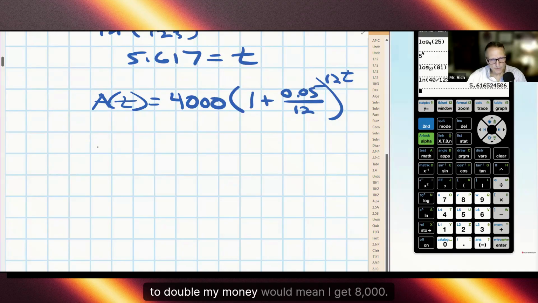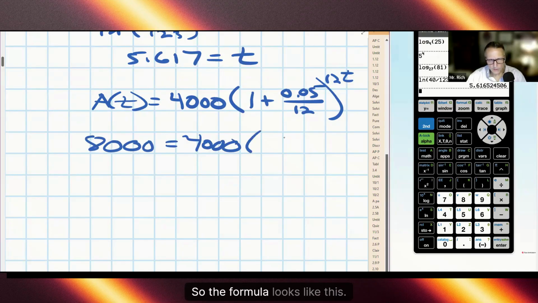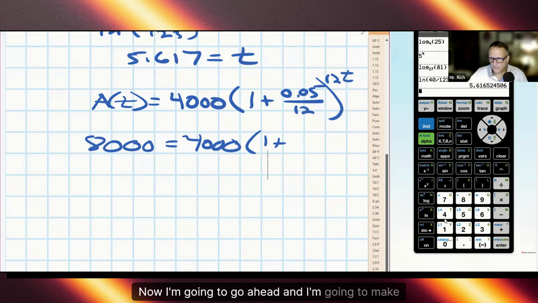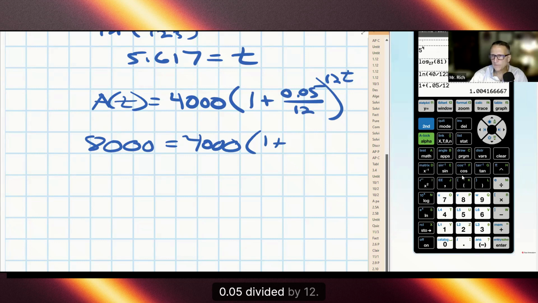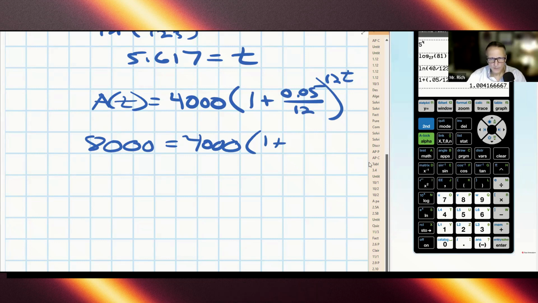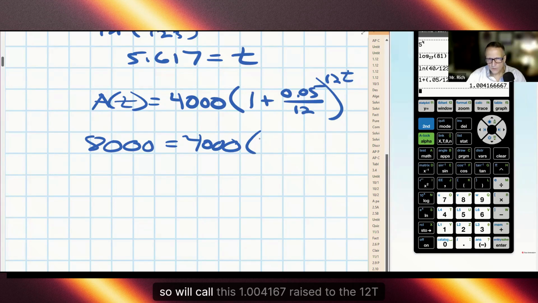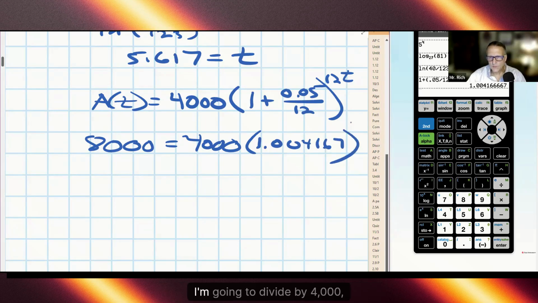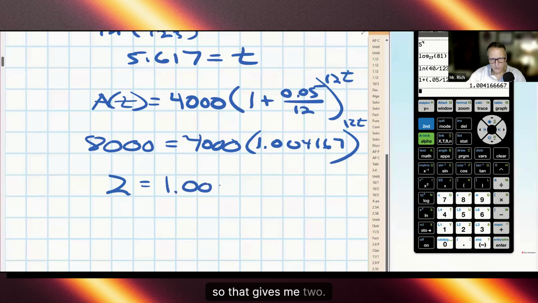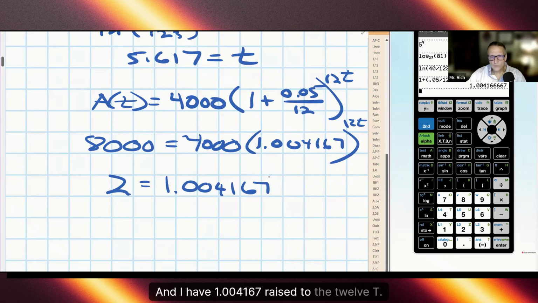Well, to double my money would mean I get 8,000. So the formula looks like this. Now I'm going to make this a base, right? I'm going to do 1 plus 0.05 divided by 12. So we'll call this 1.004167 raised to the 12t power. Well, I'm going to divide by 4,000, so that gives me 2. And I have 1.004167 raised to the 12t.